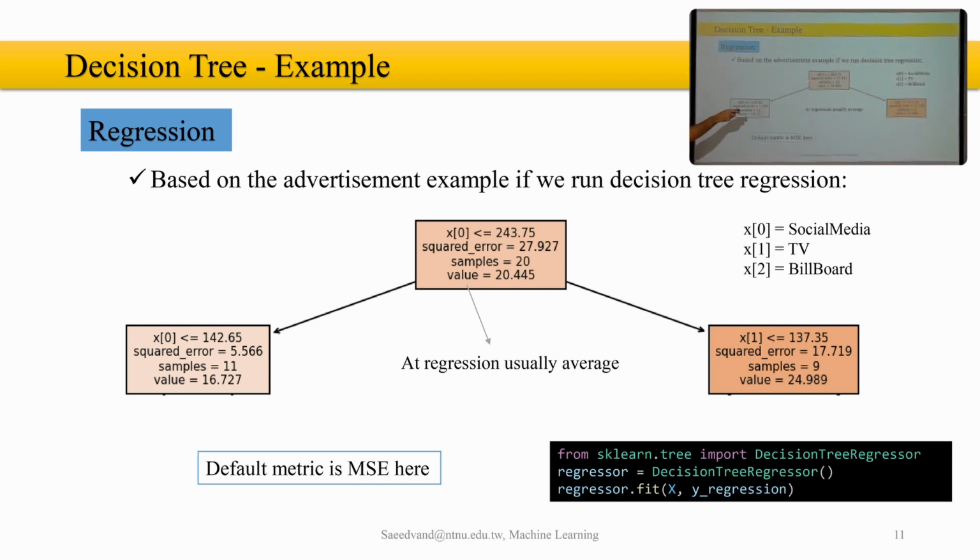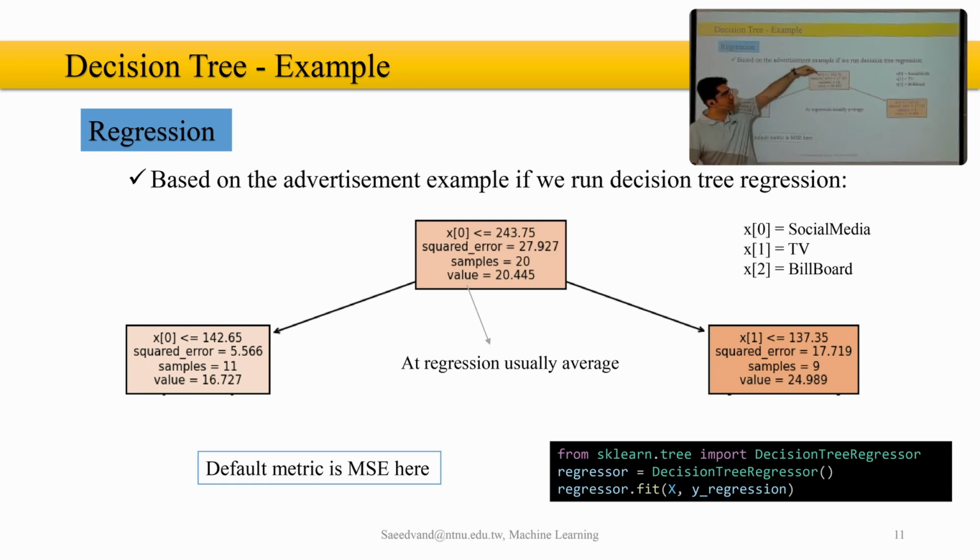If you do that, the squared error, the MSE, mean squared error, is 27. Here in this node, we have 20 samples. Our data set has 20 samples. And the value that we have in this node is 20 point something, 20.445. What does it mean? It means that for these features that I had, there was some prediction, right? The selling amount. So the value represents the average of those in this node. So the average of these 20 output values is 20.445.